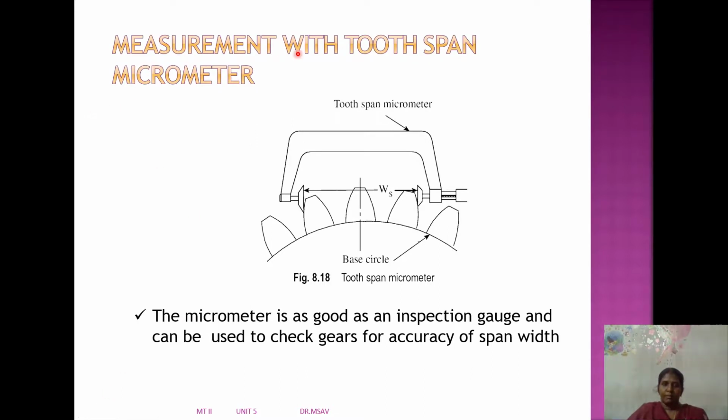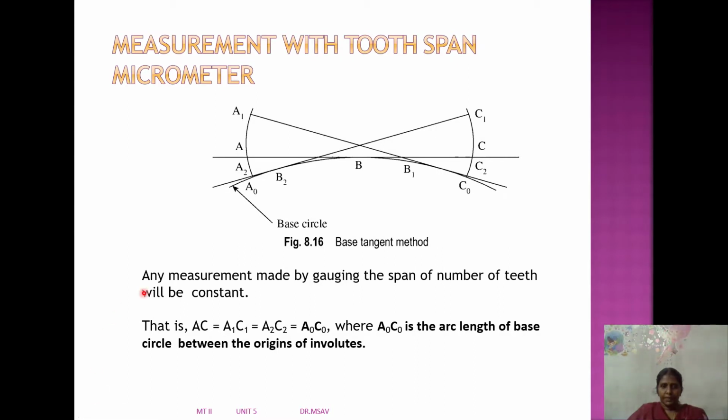Next one is measurement with the tooth span micrometer. The micrometer is as good as an inspection gauge and can be used to check errors for accuracy of span width. We can measure the span width by means of this micrometer. Any measurement made by gauging the span of a number of teeth will be constant.